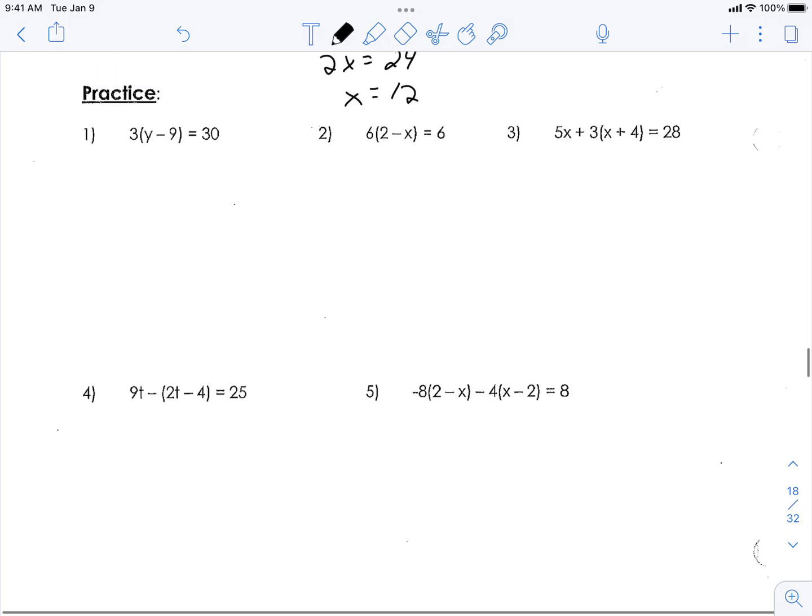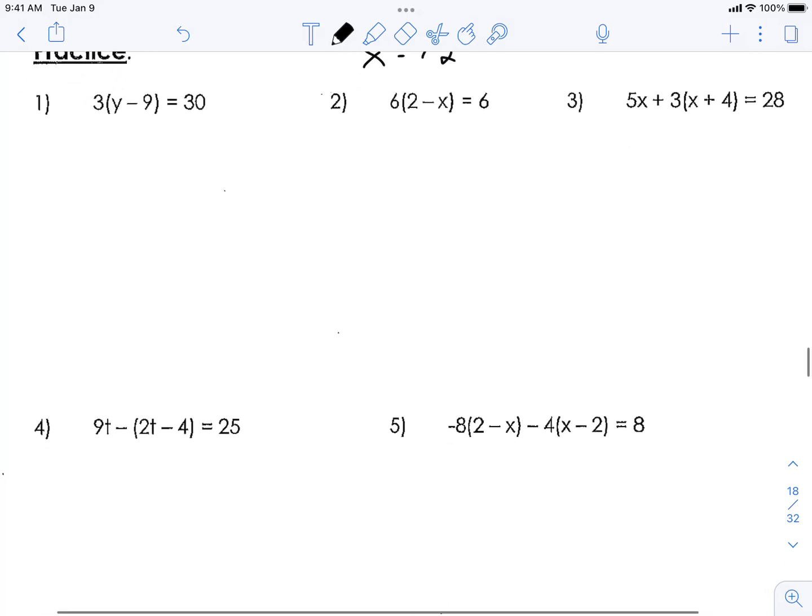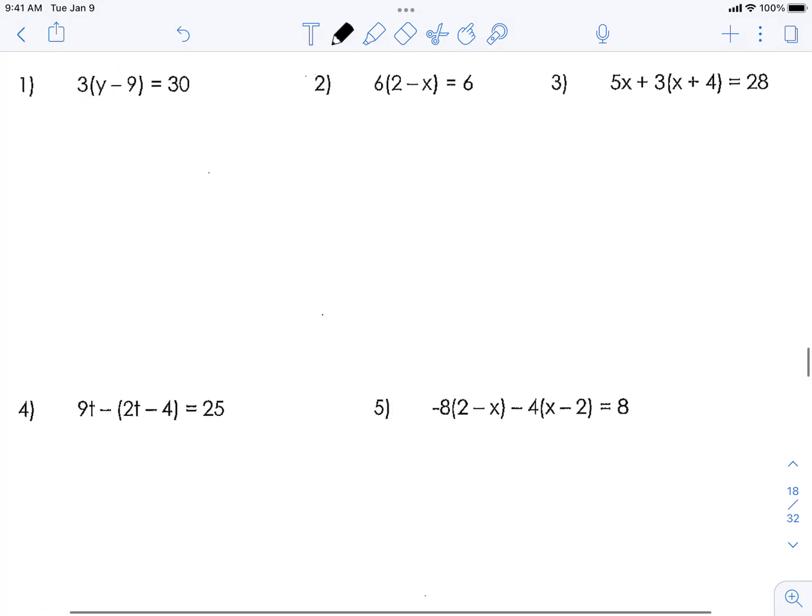Okay, there are 5 practice problems below this. I would like you to pause the video. I will write the answers up here, and then you can check your work to that. So please pause the video now, and then we'll continue with notes after you check.